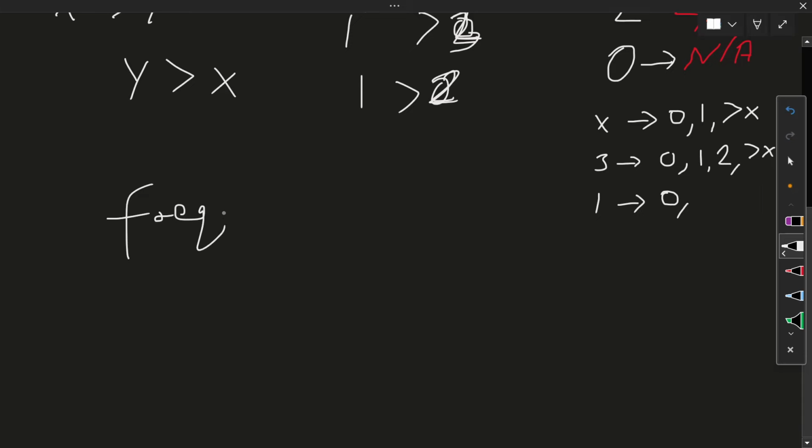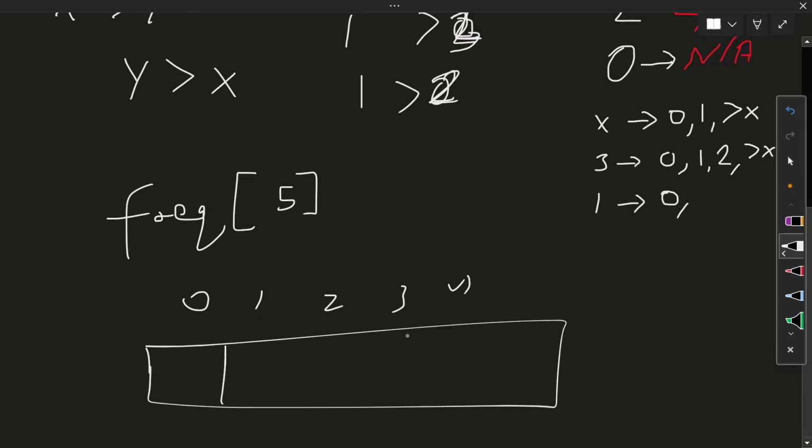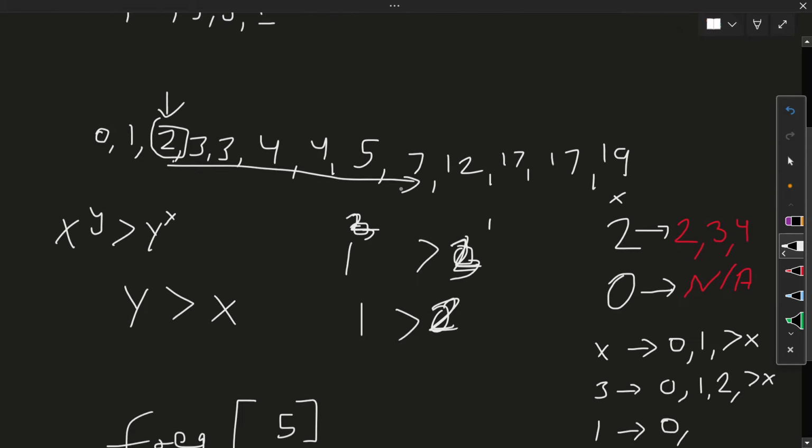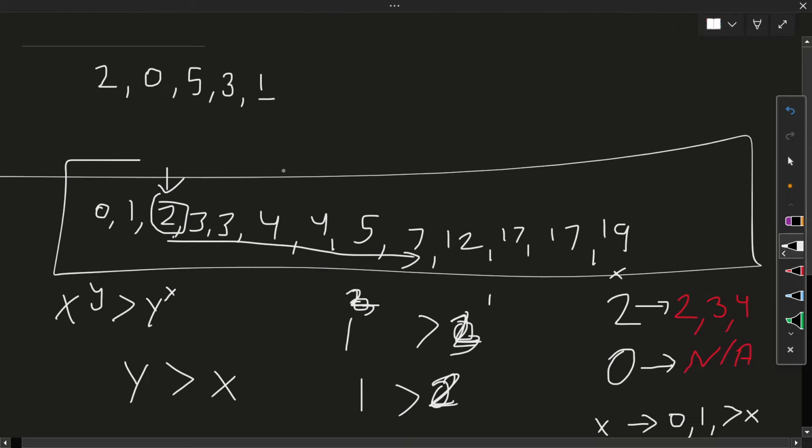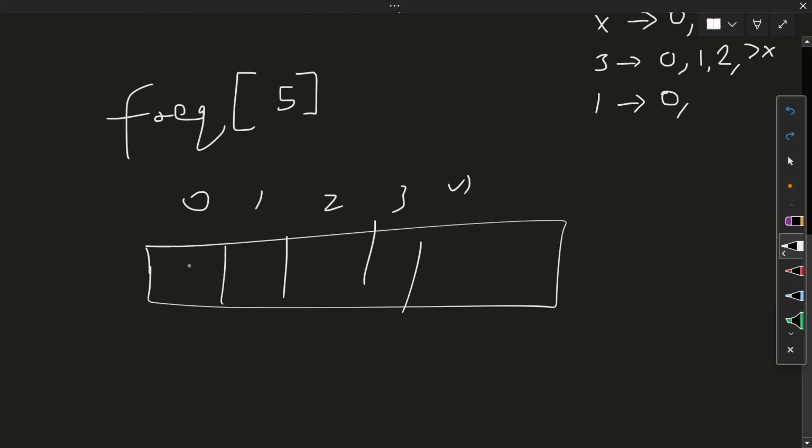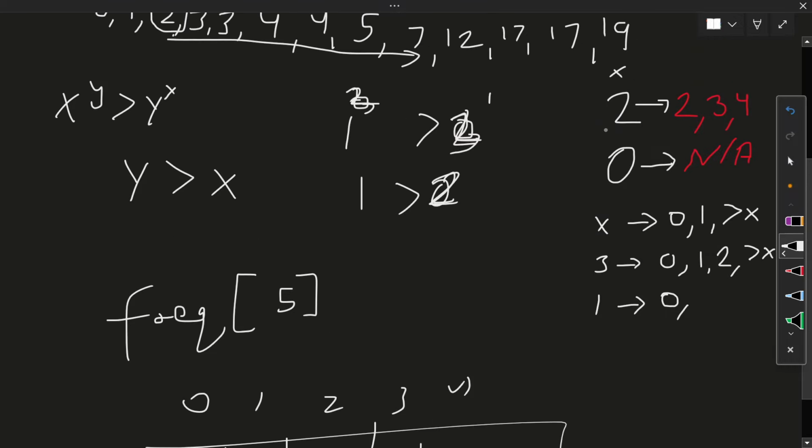We will make a frequency array of size 5. So it will store the frequencies of 0, 1, 2, 3 and 4. We iterate in the y array and count the frequency of 0, 1 and 2. And after finding the frequency, we write some conditions.